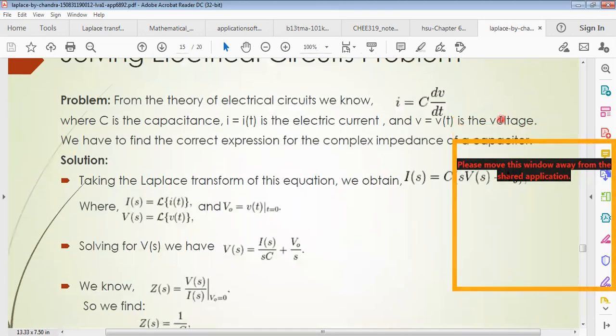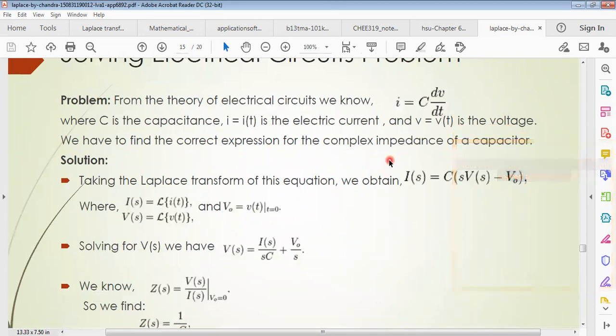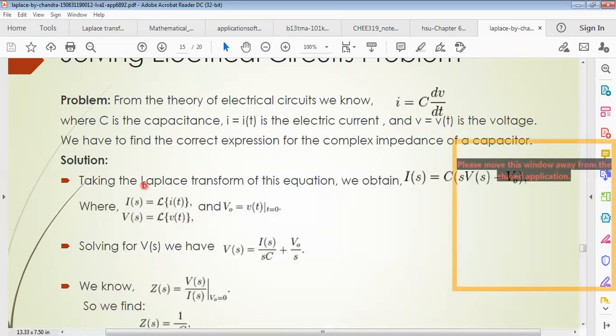So we have to find the current expression on the complex impedance of a capacitor. To solve these types of problems, we take the Laplace transform. This is actually a differential equation, a first order and first degree differential equation.